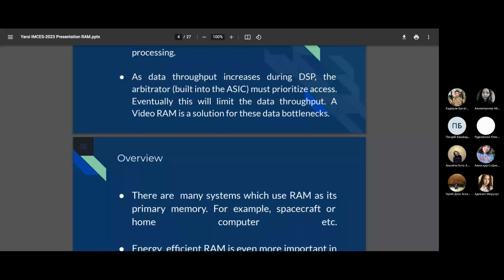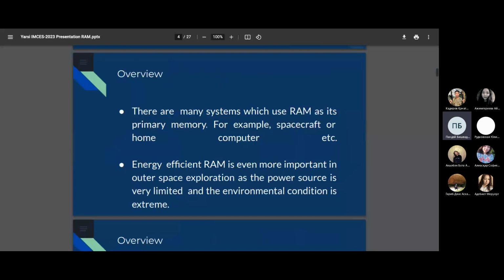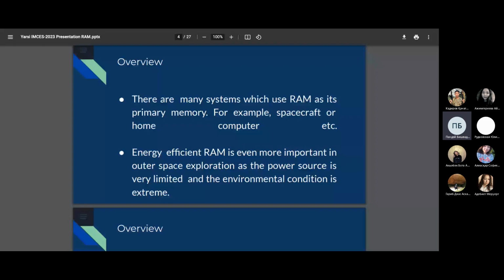Overview. There are many systems which use RAM as their primary memory, for example, spacecraft or home computers, etc. Energy efficient RAM is even more important in outer space exploration, as the power source is very limited and the environmental condition is extreme.